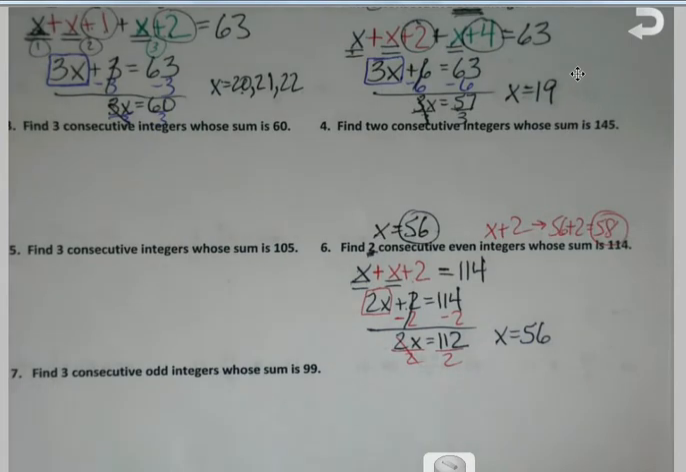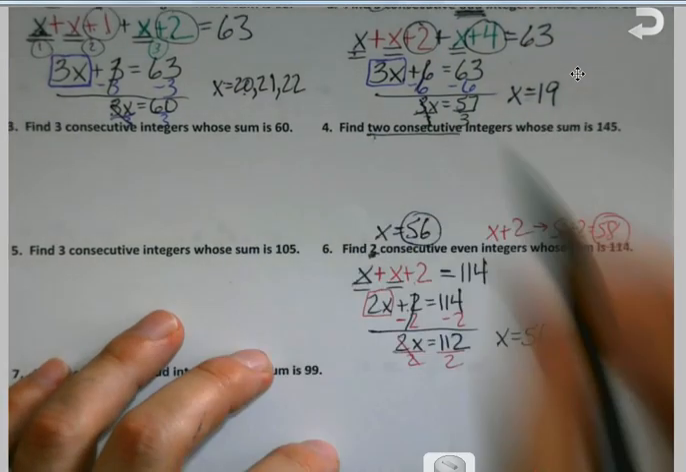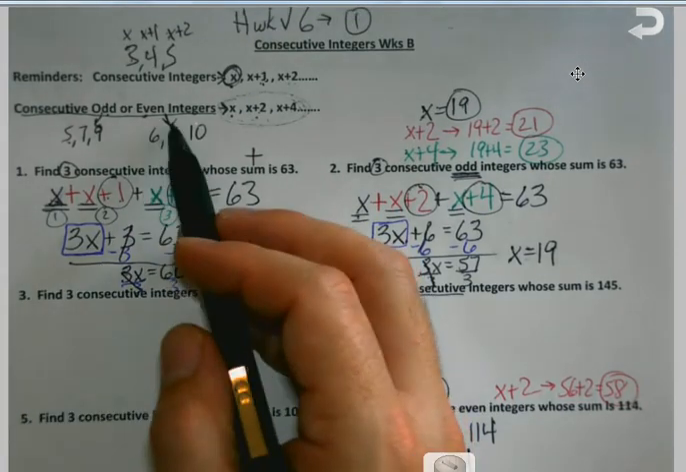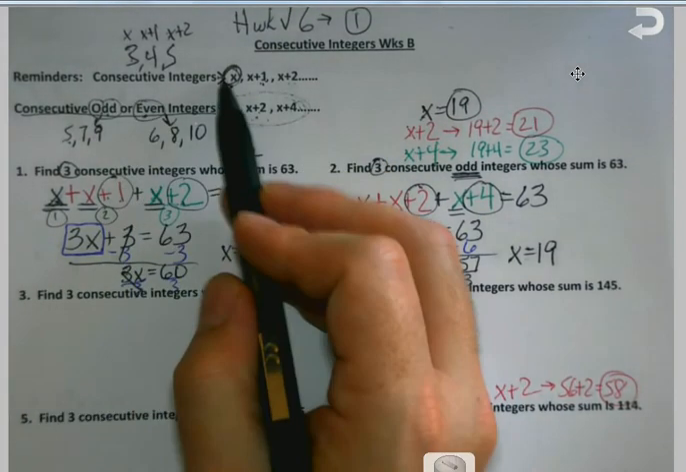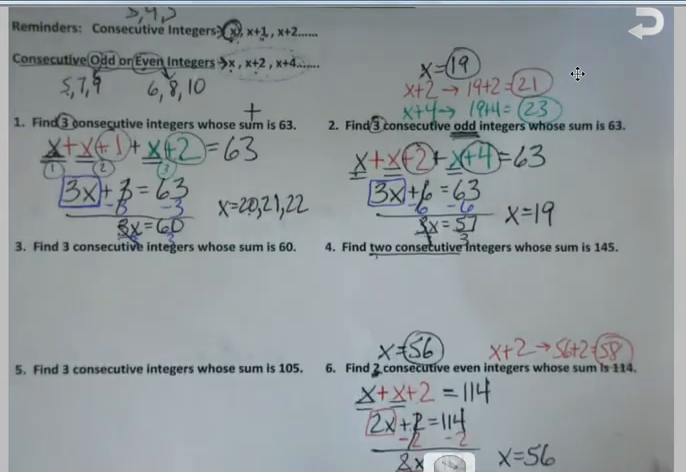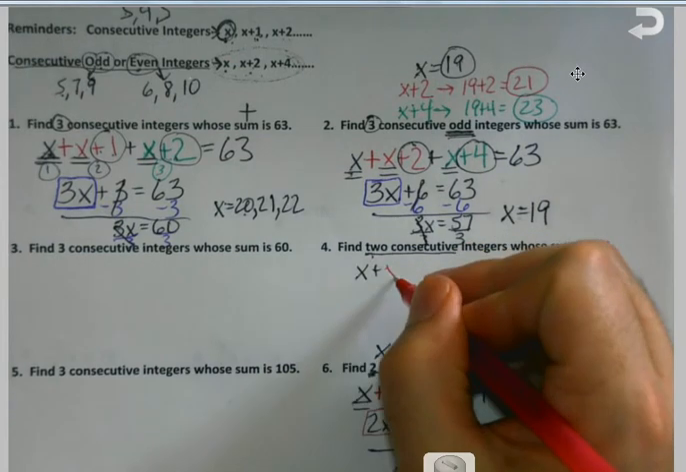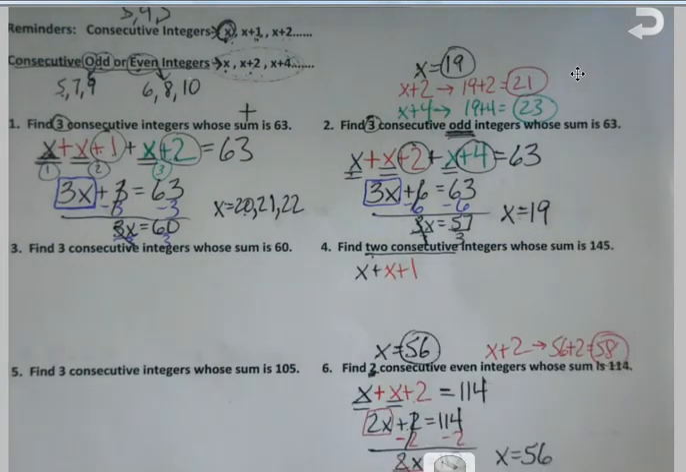Let's see. Let's look at 4. 2 consecutive integers whose sum is 145. Okay, 2 consecutive. I don't see the word odd or even anywhere. So if I don't see the word odd or even, I'm going to use this first list. I'm going to use x, and I'm going to use x plus 1. Okay, so I got x, and I've got x plus 1. So there'd be my 2.